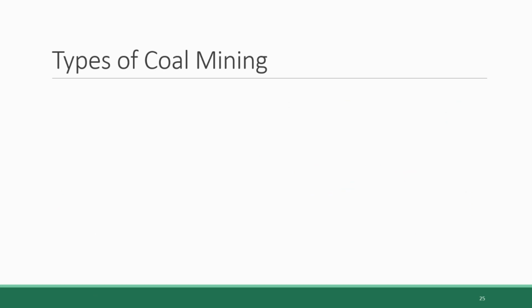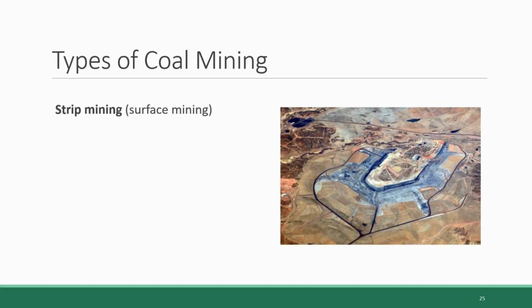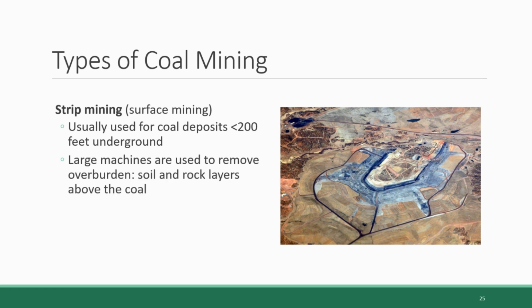Coal is obtained via one of two types of mining. The first one is strip mining, which is also called surface mining. And strip mining is used for coal that is in the surface layers of the Earth's crust, usually less than 200 feet underground. And it involves using large machines to remove what is referred to as the overburden, which is the soil and rock layers located above the coal.